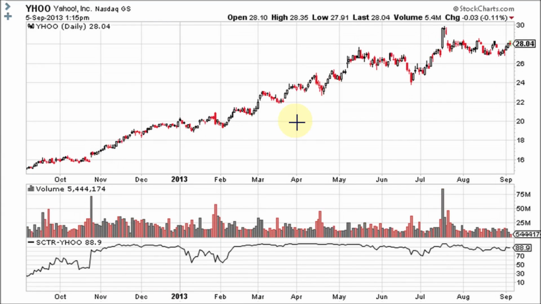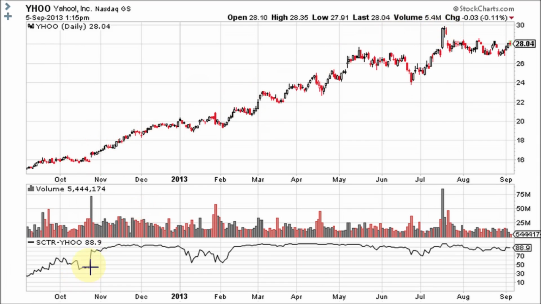Now let's look at the SCTR rankings for one of my favorite stocks, Yahoo Incorporated, ticker symbol YHOO, on a 1-year chart. As you can see at the very beginning, it was only getting a SCTR ranking of about 30. And then right in here on this huge volume, it gapped up, broke above all resistance here, and started its run from the $16 area all the way up to almost 30.